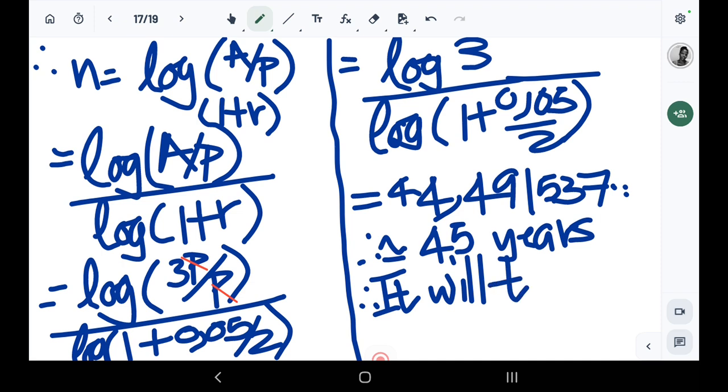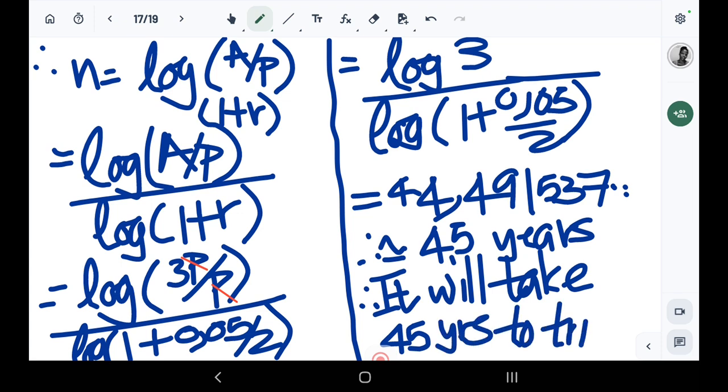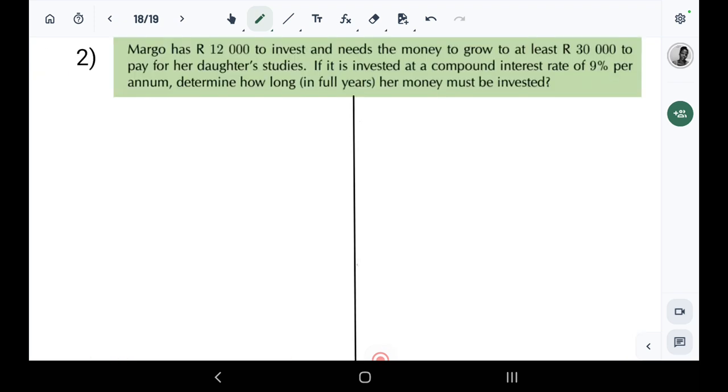It will take 45 years for the population to triple. And that's how you calculate the population dynamics. Now, the next question is a financial services type of question.